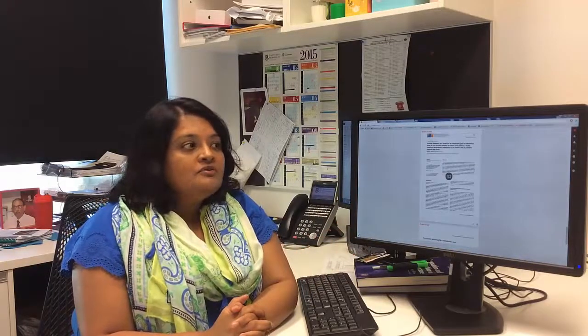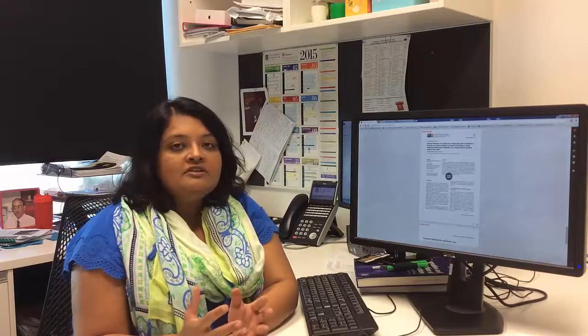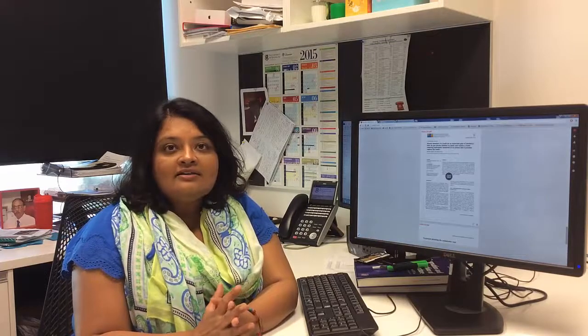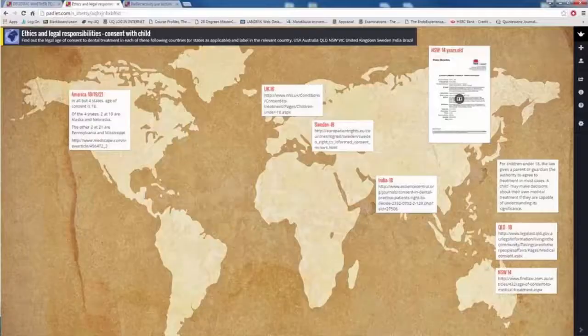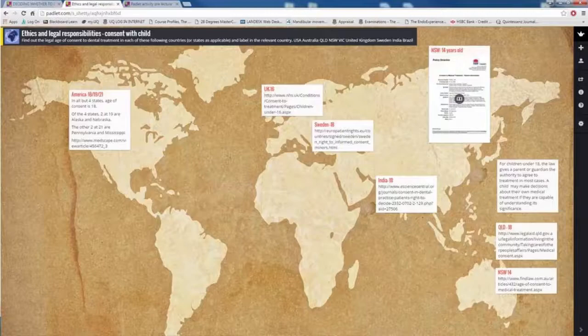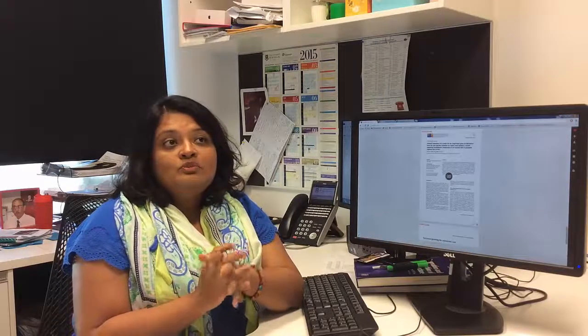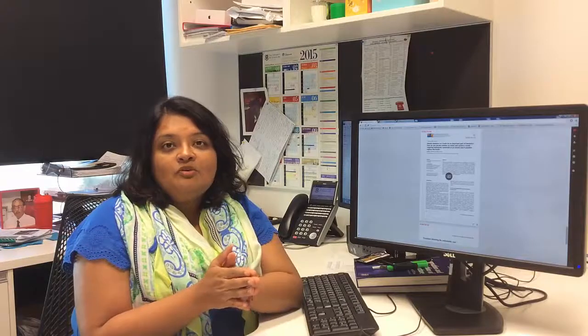I have used it for generating some interest in things like legal aspects of dentistry. So, put up a world map and then get the students to figure out what the age of consent is for medical treatment in different countries. Having that map up there and students clicking on different countries to find out what the age is was pretty convincing for me, really, as a lecturer, that it was helping my students engage a bit more.